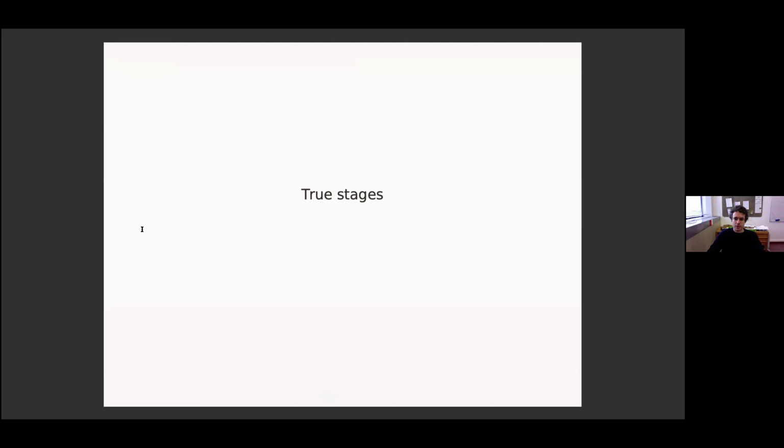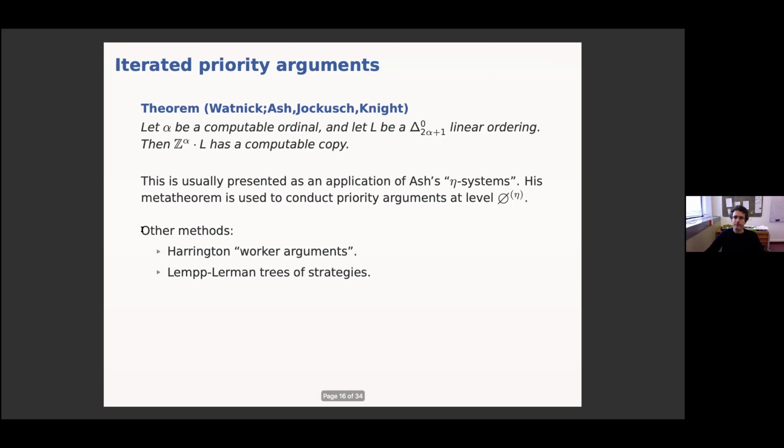But now I want to look at what are known as true stages. So what's that? Now we're back to a completely different area of computability, computable model theory or computable structure theory. True stages are a technique that allows us to do iterated priority arguments. This originated in computable model theory to prove theorems of the form, like this is just one example of a theorem that seems to need an iterated priority argument.